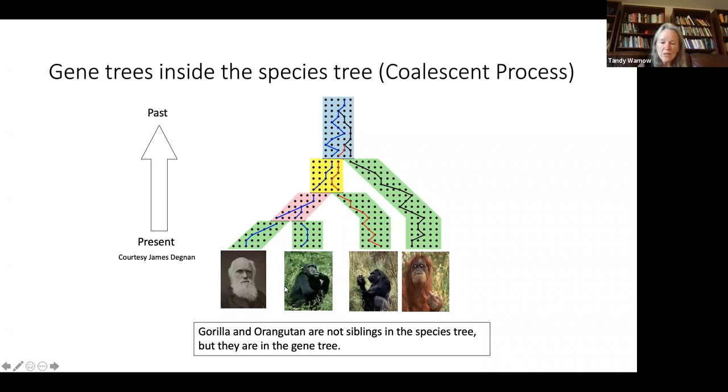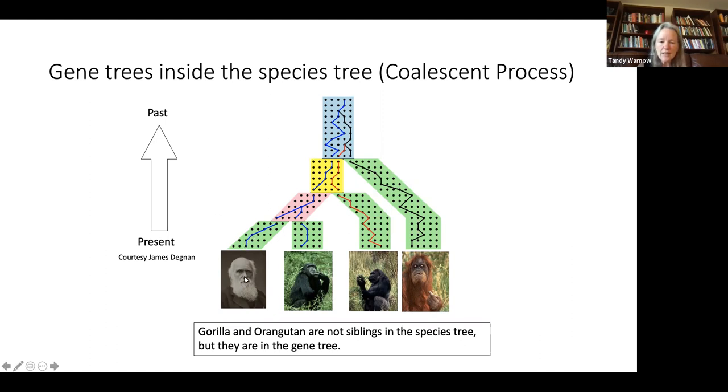And this is a drawing from another person's paper. What I'm showing you here, from James Degnan's paper, is that each dot is an individual, and the rows are generations. Each individual is picking its parent for that allele, an individual with a single allele. It picks its parent from the previous generation at random. And then that individual picks its parent from the previous generation at random. And so it's a coalescent process.